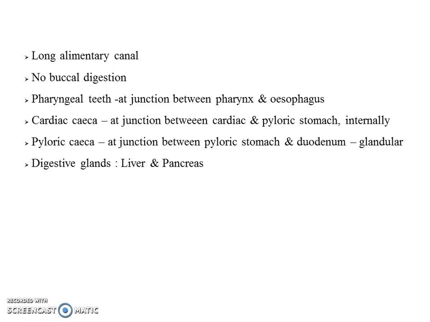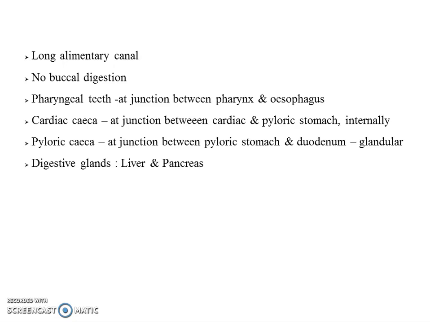Another structure associated with the stomach is the cardiac ceca. Sorry, it is not glandular; the pyloric ceca is the glandular one. The cardiac ceca is found at the junction between the cardiac and the pyloric stomach. It is a lobular structure extending out. Then the pyloric ceca is found associated with the terminal part of the pyloric stomach, at the junction between the pyloric stomach and duodenum, and it is glandular in function.